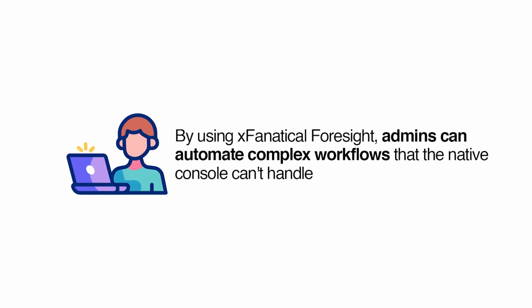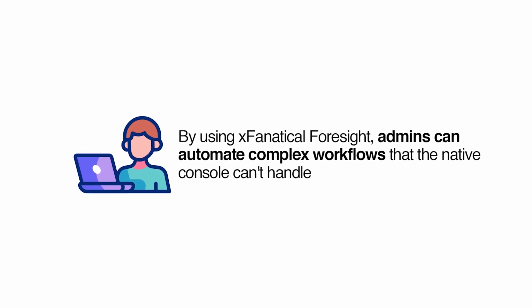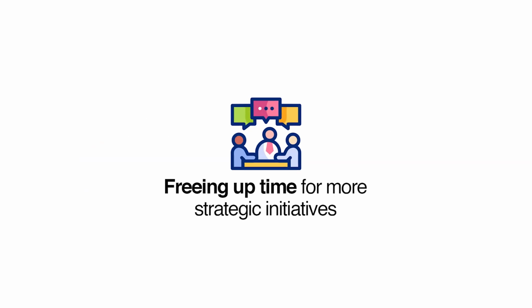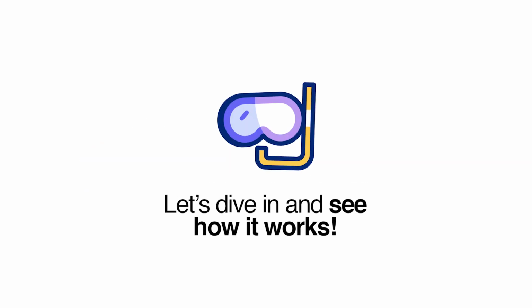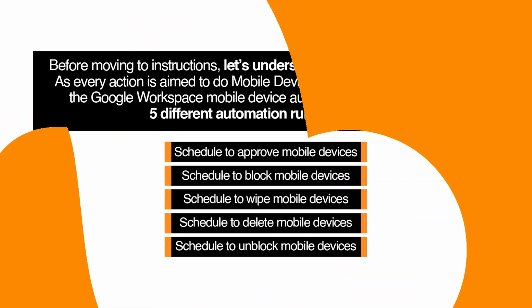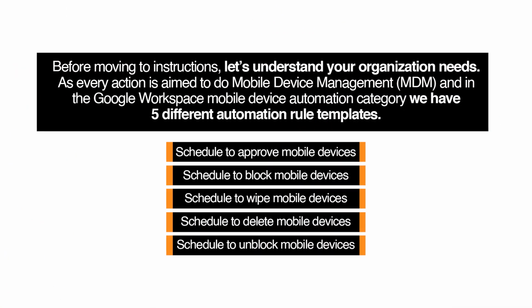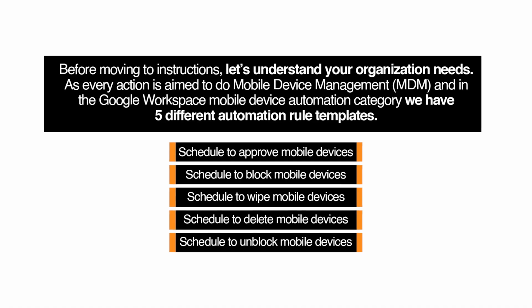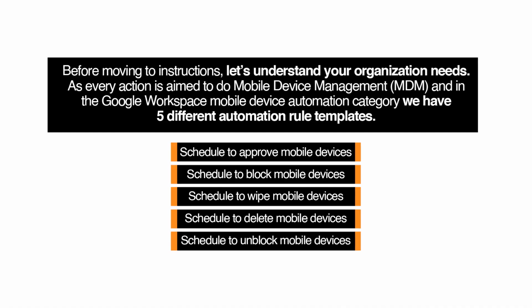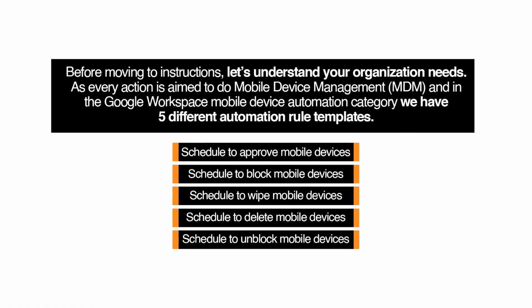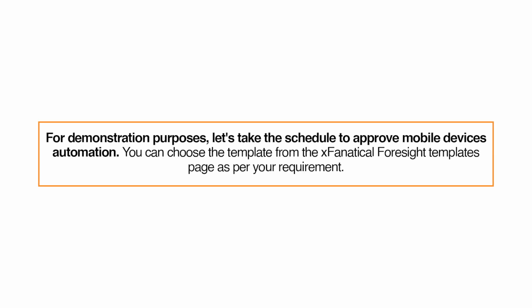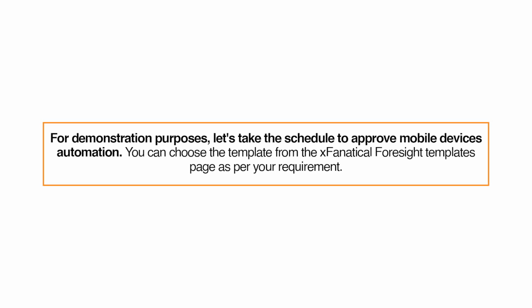By using xFanatical Foresight, admins can automate complex workflows that the native console can't handle, freeing up time for more strategic initiatives. Let's dive in and see how it works. Before moving to instructions, let's understand your organization's needs. As every action is aimed at mobile device management, in the Google Workspace Mobile Device Automation category, we have 5 different automation rule templates. For demonstration purposes, let's take the Schedule to Approve Mobile Devices automation.